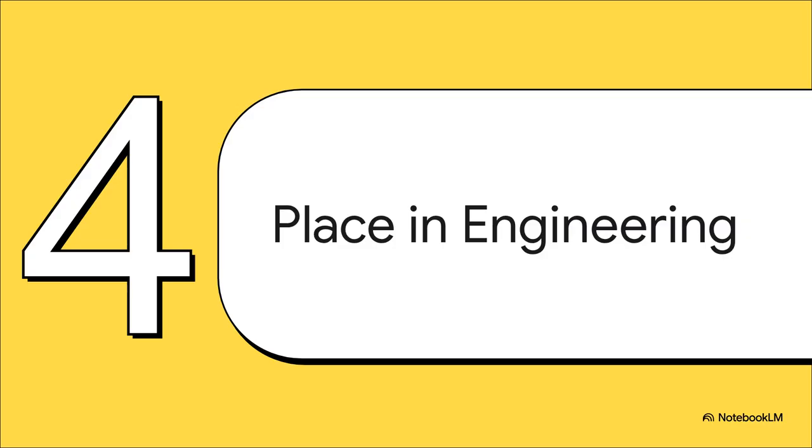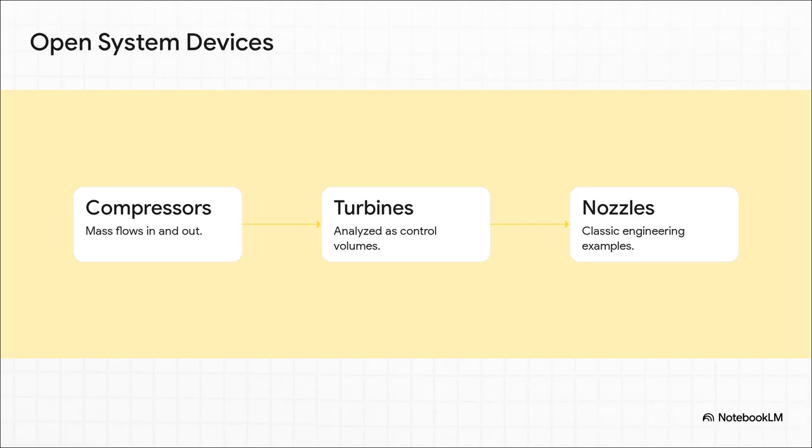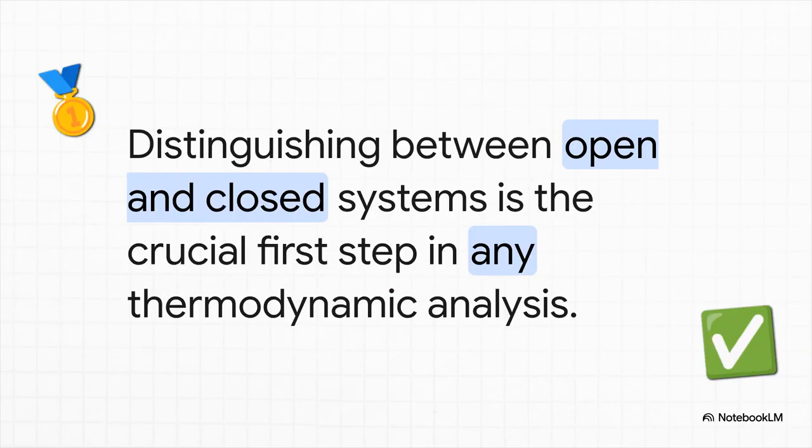So, why do we care so much about these definitions? Well, because choosing the right type of system is the fundamental first step for analyzing almost every single machine that powers our world. Think about devices like compressors, turbines, and nozzles. They're all perfect examples of open systems, right? A fluid flows in, some work is done or extracted, and it flows out. The very first thing an engineer does to analyze one of these is draw that imaginary control surface right around the device.